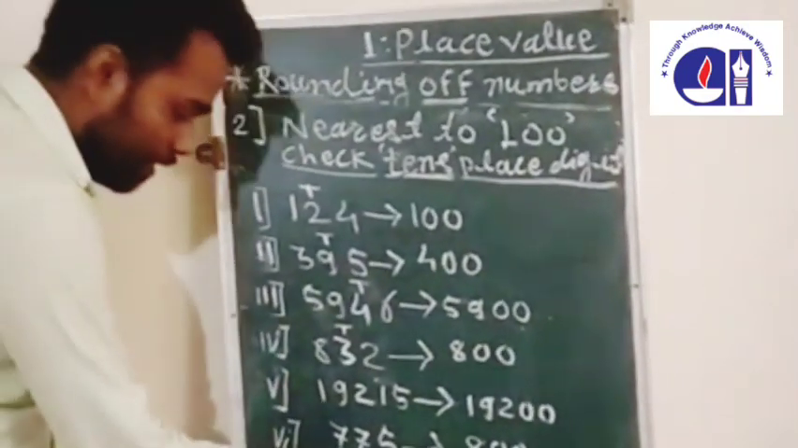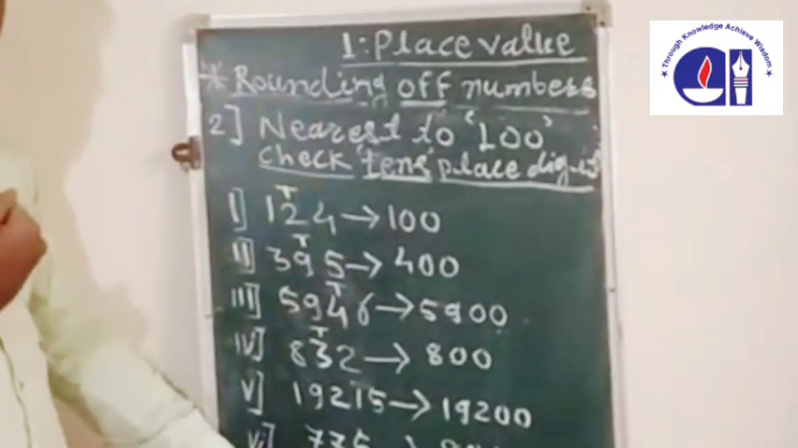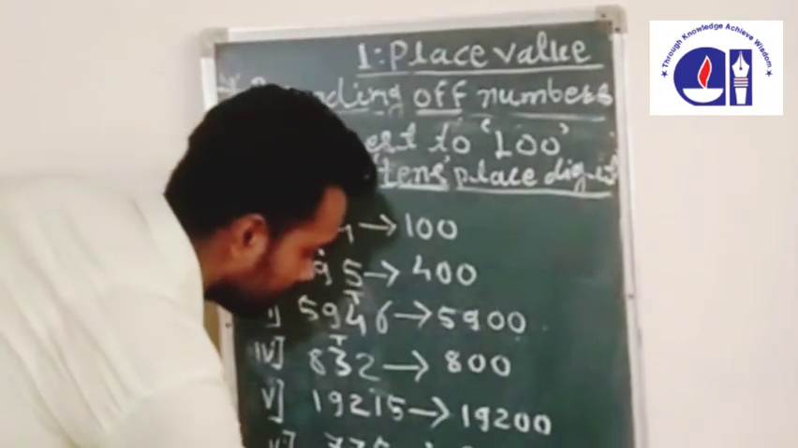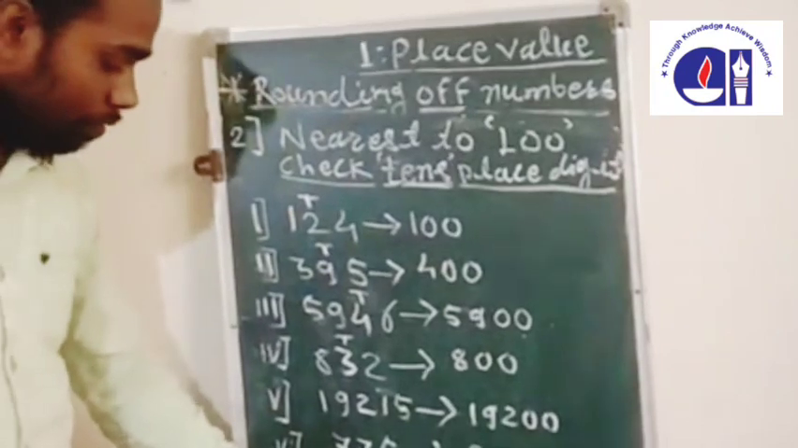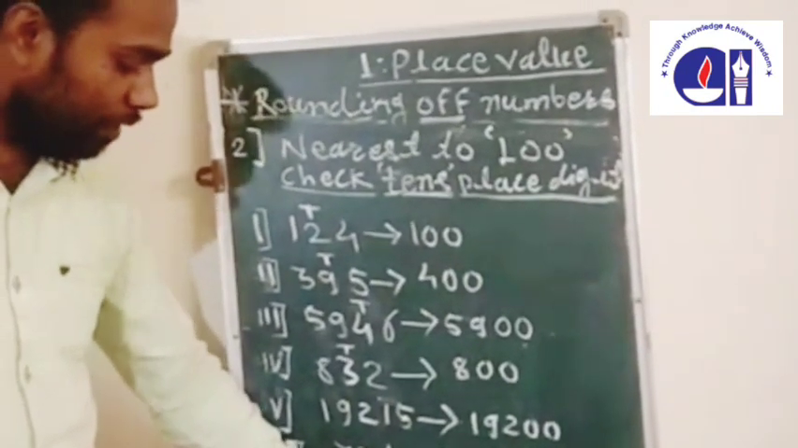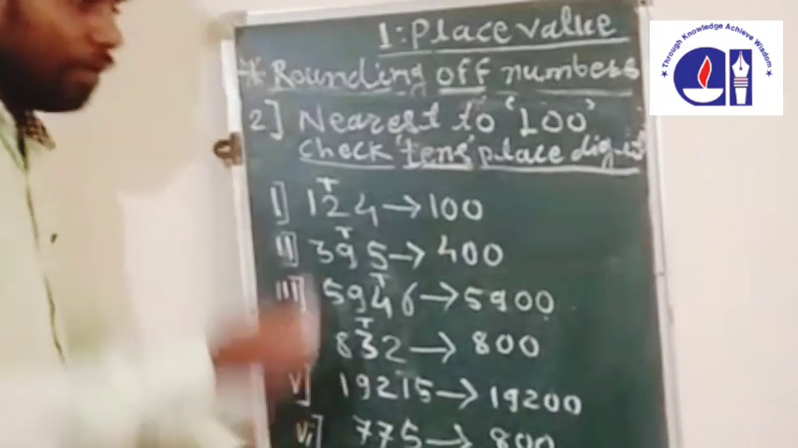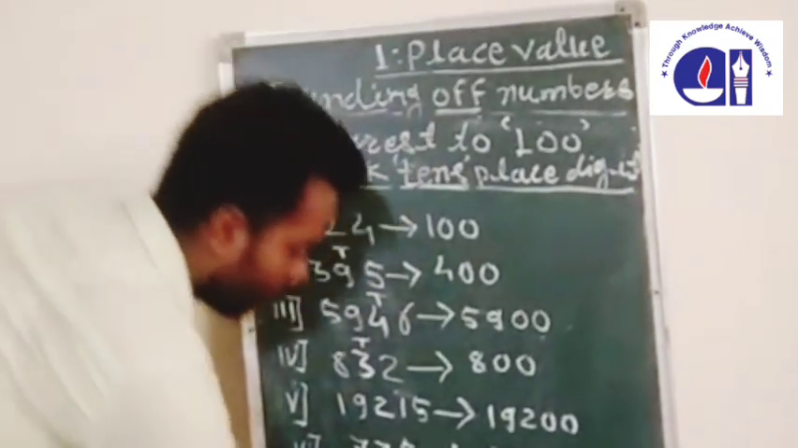625. The tens place digit is 2, which is less than 5. So we round to the back 100, and the back 100 is 600. So 625 is nearest to 600. Now the last example, 249. The tens place digit is 4, which is less than 5. So we round to the back 100, and the back 100 is 200.